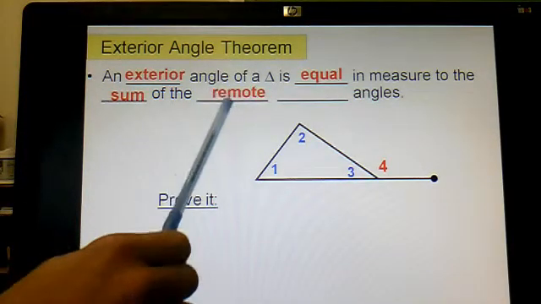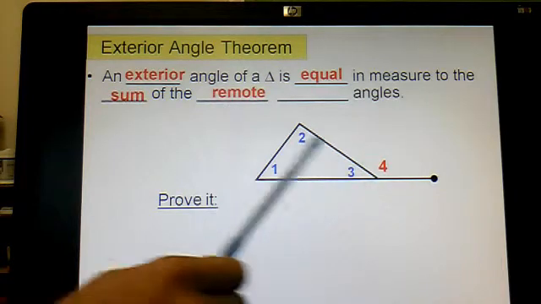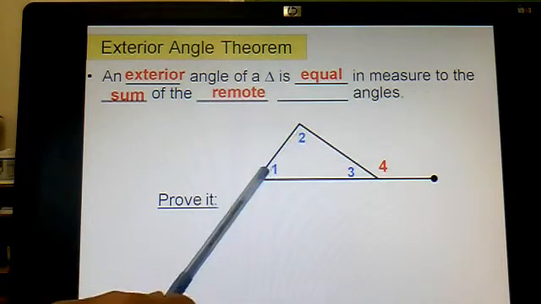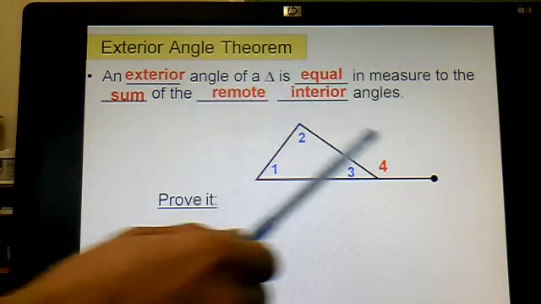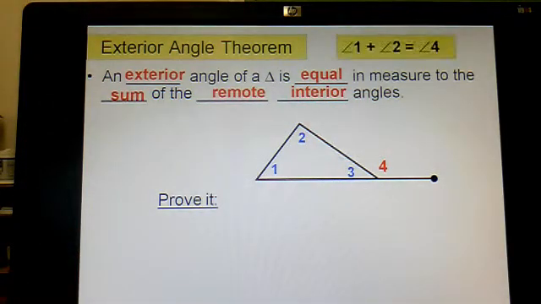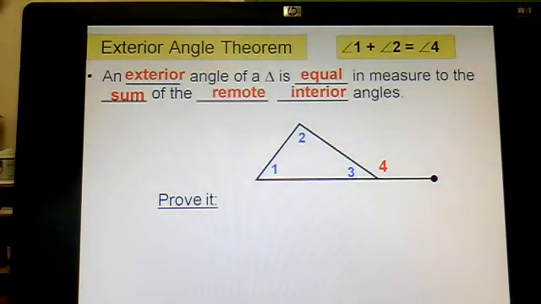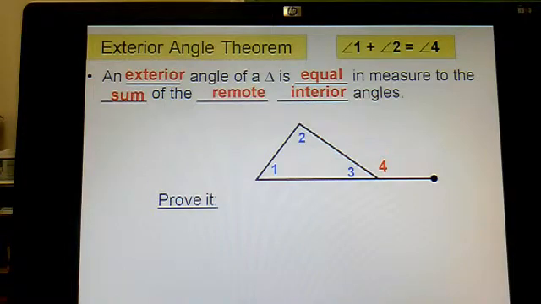And again, by remote, I mean the ones that are not adjacent to it, the ones that are far away from the exterior angle. So if you add 2 and 1 together, the remote interior angles, you get whatever 4 is. So this is the theorem in terms of the picture. Angle 1 plus angle 2 equals angle 4. We want to go and prove that now. And the proof of it is actually a pretty easy proof.